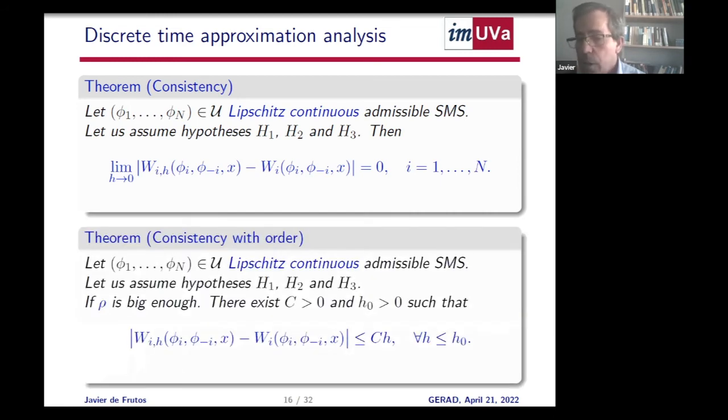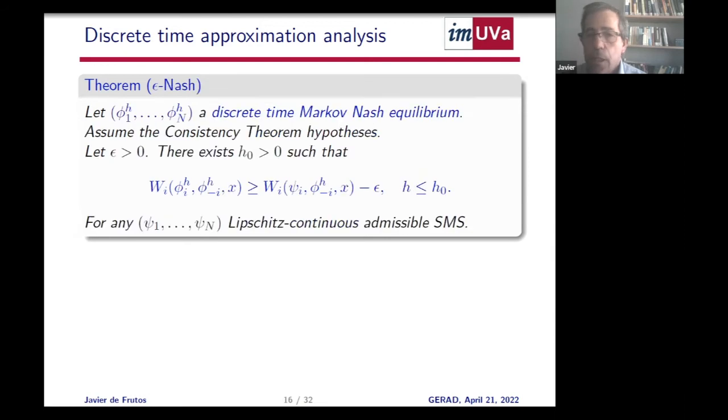And with a little more hypothesis, a little harder, we have that this consistency is in fact of order h: the difference between the discrete time objective and the continuous time objective is reduced proportionally to the time step for h small enough. And with these two theorems, it is now possible to prove the main theorem that says that given an admissible level of error epsilon for our Nash equilibrium, if we reduce the time step enough, we are computing an epsilon Nash when we compute a discrete time Markov Nash equilibrium, when we really compute the Nash equilibrium.